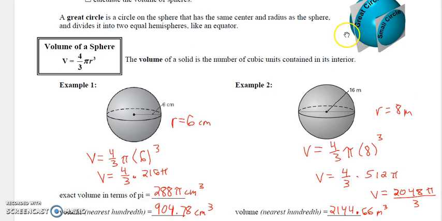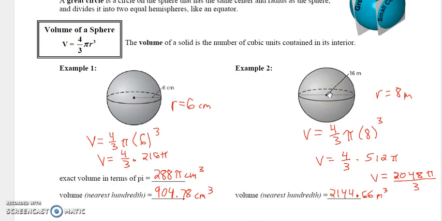Okay? So if you look at example 1, don't worry about the numbers yet. Again, feel free to pause it and write them down if that's easier for you. Just look at the picture first. This circle here, this is the great circle of the sphere. It's the largest circle cross section we can make. It's right through the middle if we slice through it. Okay, so whatever the radius of this great circle is, that's going to be the radius of the sphere.